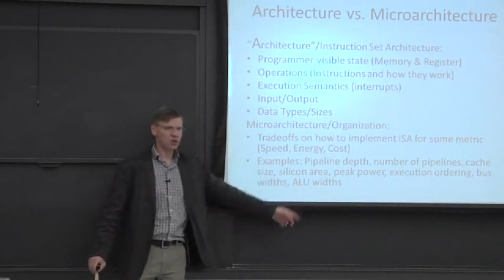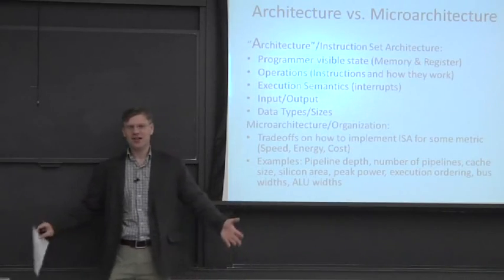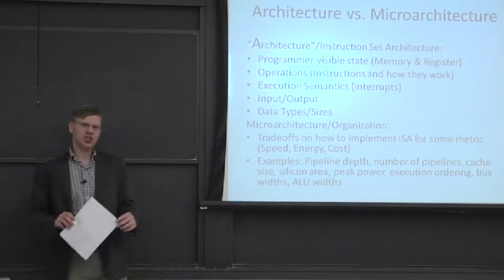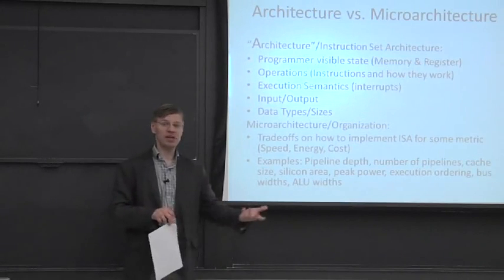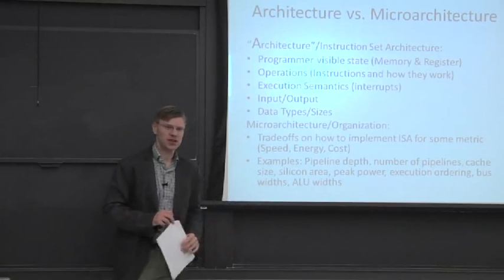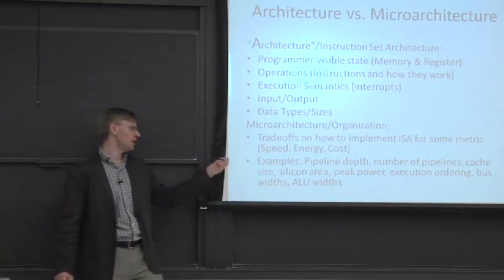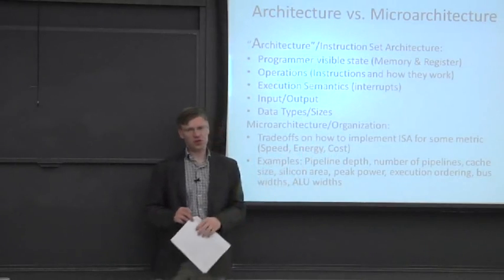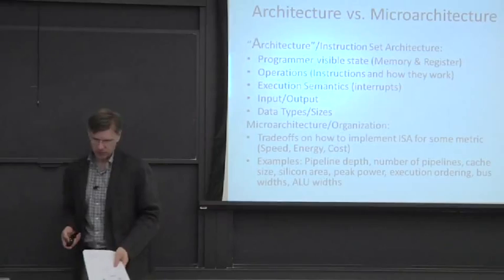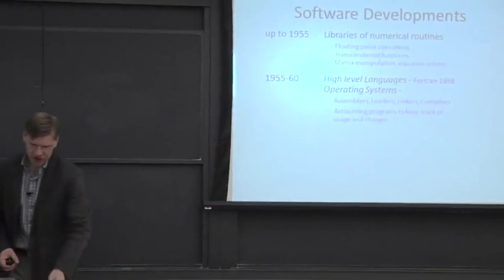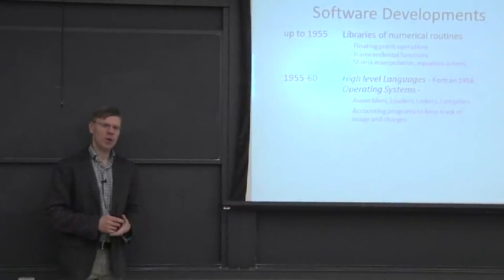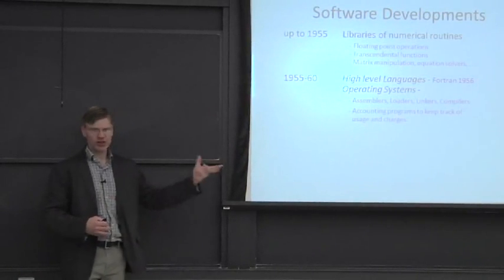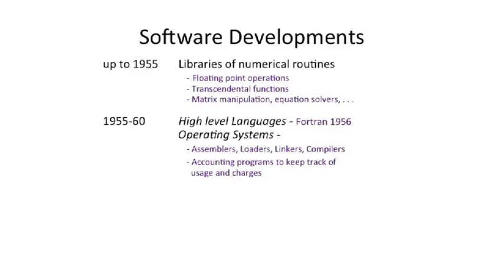Bus widths, ALU widths. If you have, let's say, a 64-bit machine, you can actually go and implement that as a bunch of 1-bit adders, for instance. And people have done things like that in the microarchitecture. And this allows you to build more expensive or less expensive versions of the same processor. So let's talk about the history of why we came up with these two differentiations between architecture and microarchitecture. And it came about because software sort of pushed it on us and ended up being a nice abstraction layer.